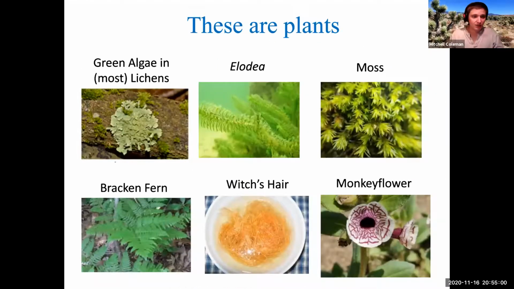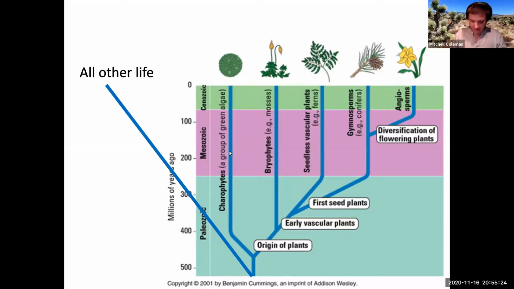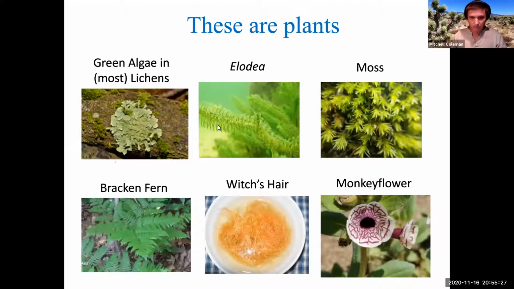So these are all plants. For example, the green algae that you can find in most lichens, even though lichens themselves are not plants, they're not even species. Lichens are communities of fungi and plants, if you look at the whole thing. But the green algae in this lichen community is a plant. Elodea, which is a charophyte, looks like this. You can often find this at pet stores as a live plant that people put in your aquariums. If you keep fish in an aquarium and you're into that, you've probably used Elodea before.